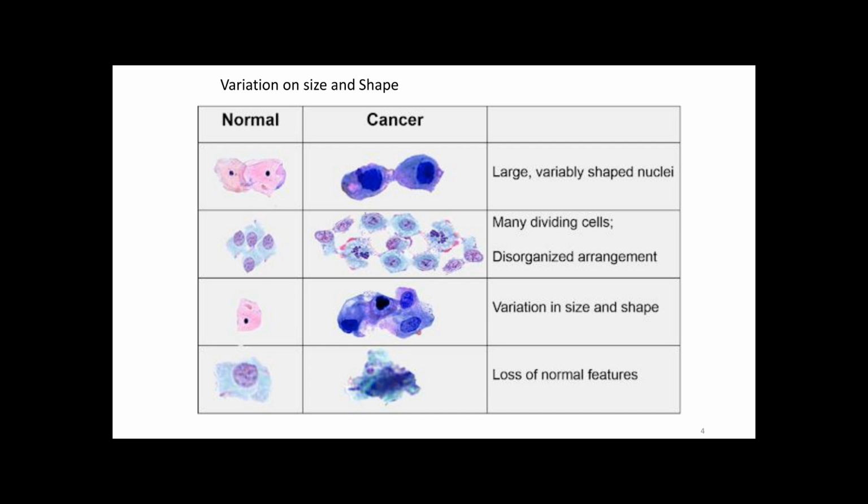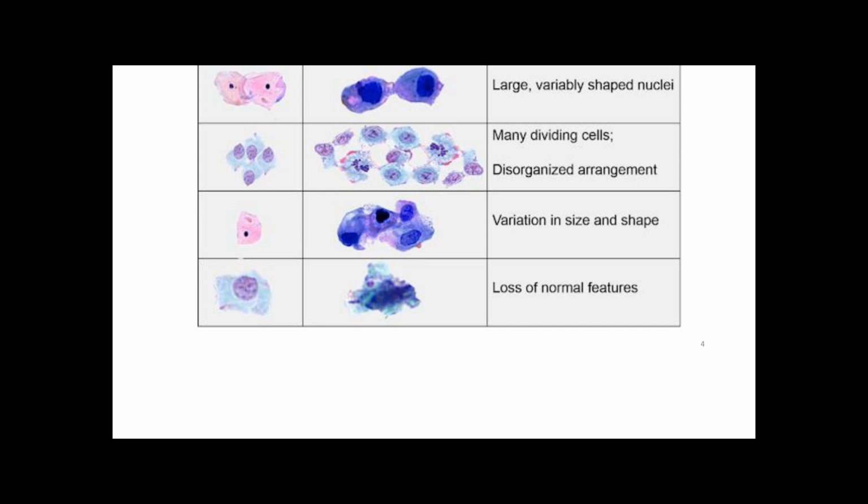Fourth picture, you can see loss of normal features. In the fourth picture you can see normal cells. There is a nucleus, cytoplasm, nuclear boundary, cytoplasmic boundary. But in this case, the features of the cells we cannot say, right? In normal cells we can see this is a squamous cell, this is a parabasal cell, this is an intermediate cell. But in the case of cancer cells, the normal features of the cells are lost.